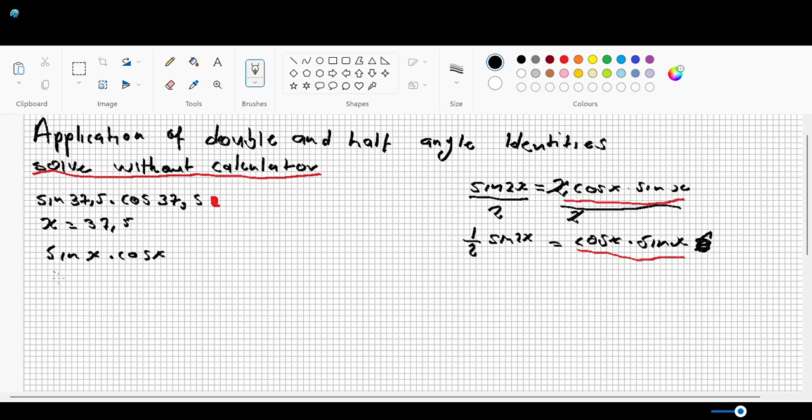So let's rewrite it. We can rewrite it like this: half, and then sine 2x. Do not forget what x stands for, so you can substitute this x. Now if we substitute the x, we now have sine of 2 multiplied by 37.5. What is 37.5 multiplied by 2? It's going to be 75.